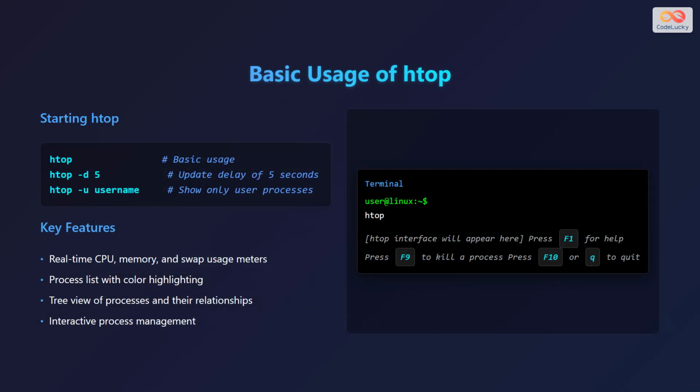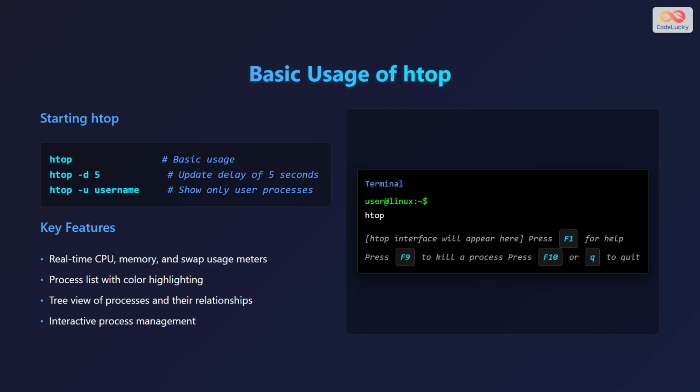To start top, simply type top in your terminal. To modify the update delay, use top -d followed by the delay in seconds, for instance, top -d 5 for a 5-second delay. To show only processes for a specific user, use top -u username.